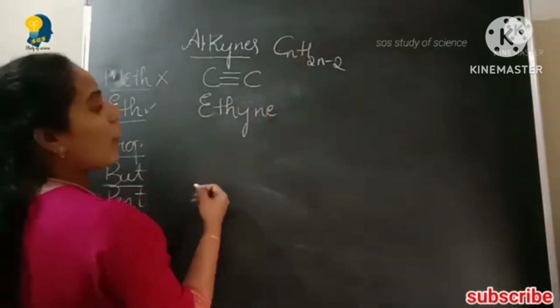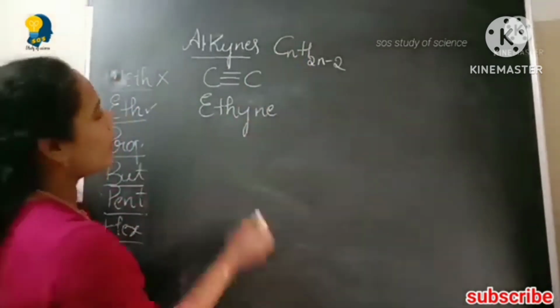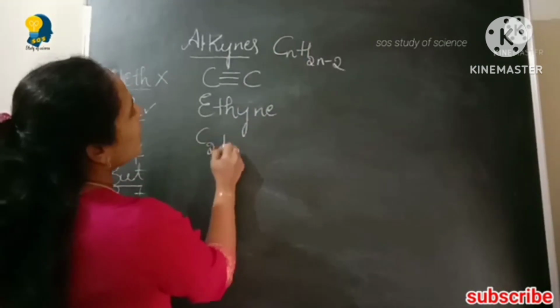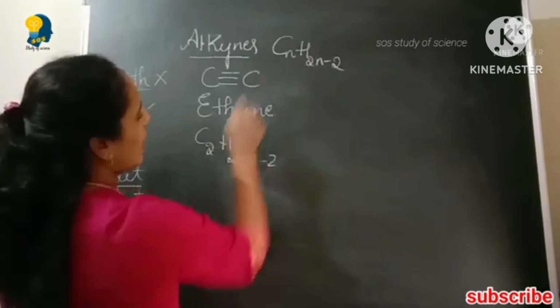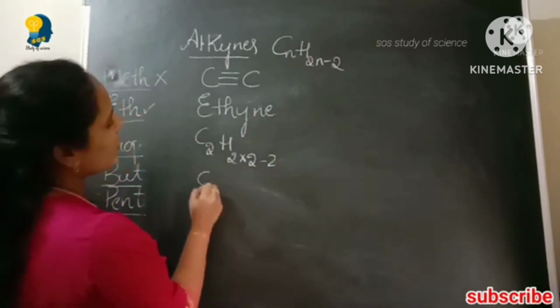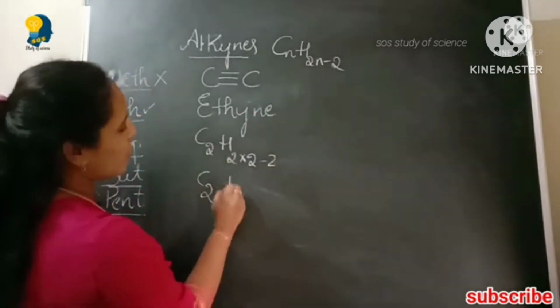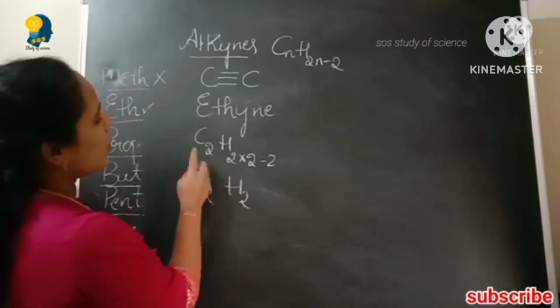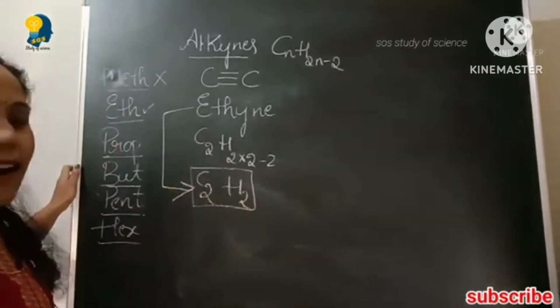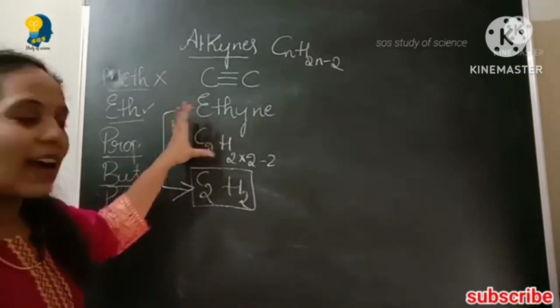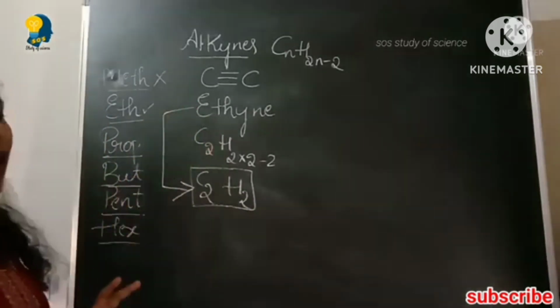Let us now write according to the formula. Eth is nothing but 2. So C2H2 into 2 minus 2. Wherever there is n, I have replaced it by 2. So C2, 2 times 2 is 4, minus 2 is 2. C2H2 is the molecular formula for ethyne. The name is ethyne and its molecular formula is C2H2.